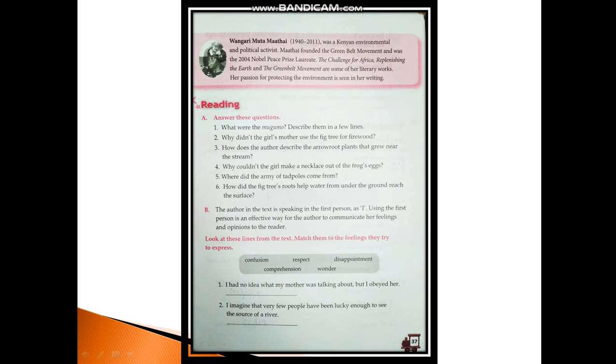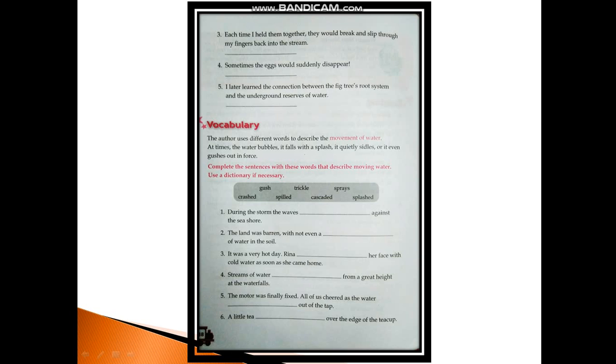First line from the text is, I had no idea what my mother was talking about, but I obeyed her. So here the feeling is of confusion. Next is, I imagine that very few people have been lucky enough to see the source of a river. So the feeling is of respect. Third is, each time I held them together, they would break and slip through my fingers back into the stream. Here the feeling is of disappointment.